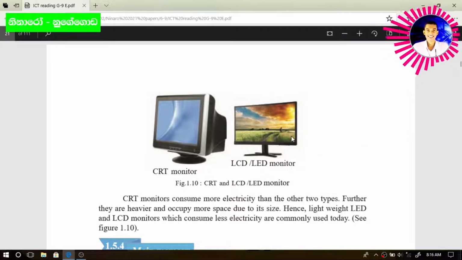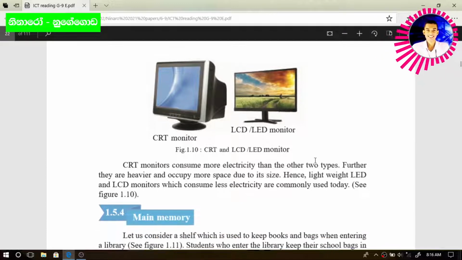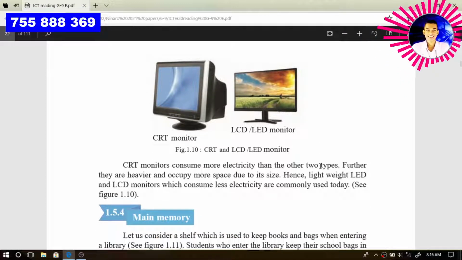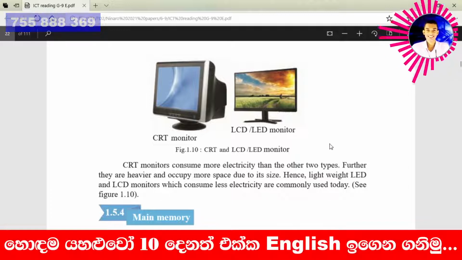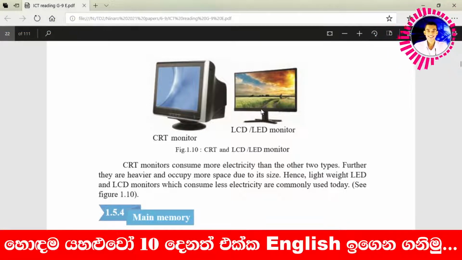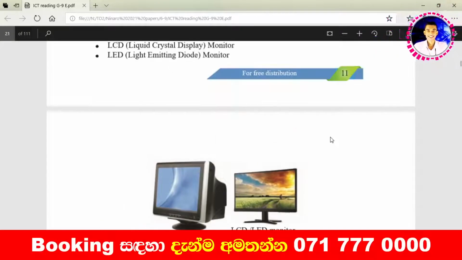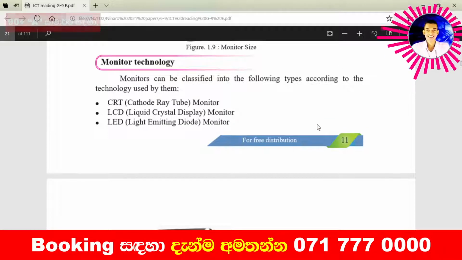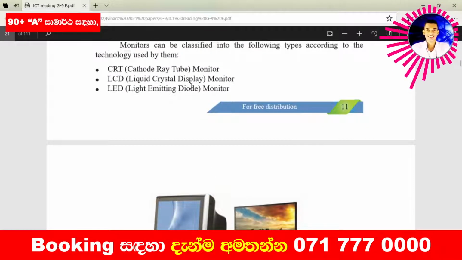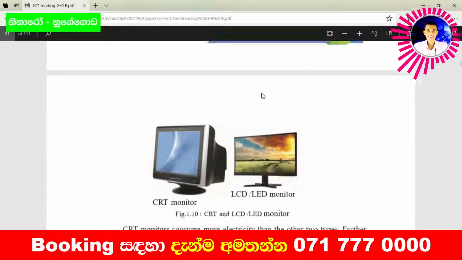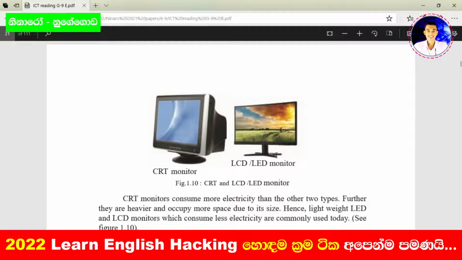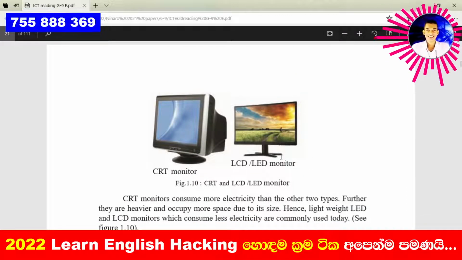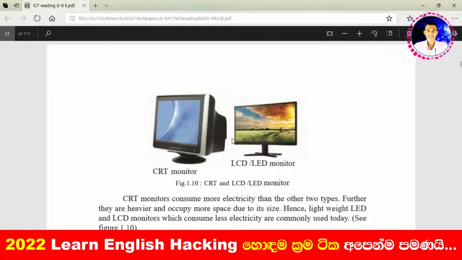In your next grade, grade 10, you can understand more about these monitors from the technology side, such as the mechanism of these monitors. So up to your grade 9 level, it is enough to understand that there are three types of monitors: CRT, LCD, and LED. LED is a lightweight, flat type monitor, unlike the CRT monitor.